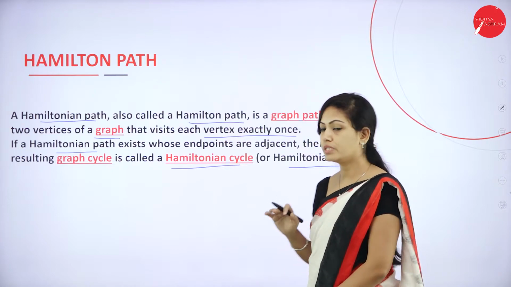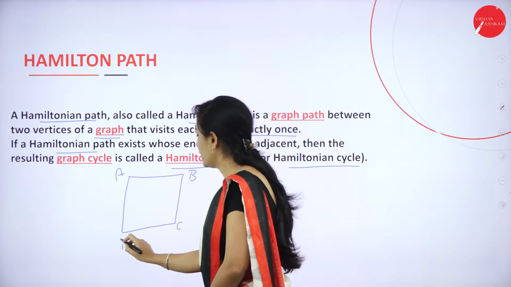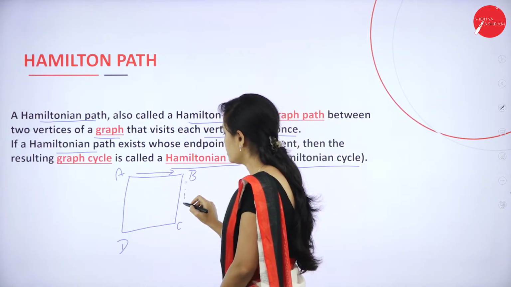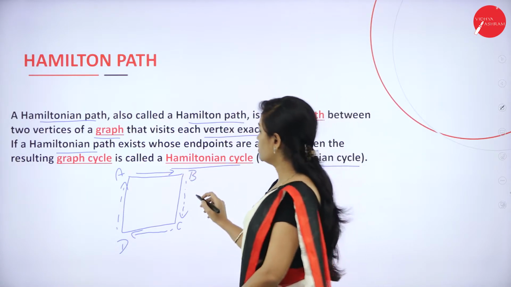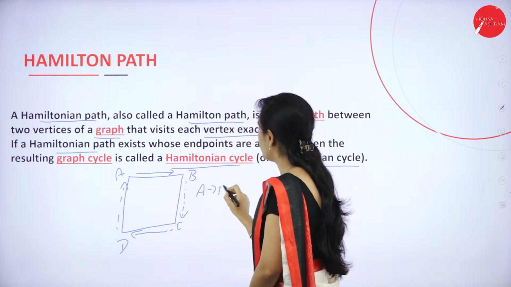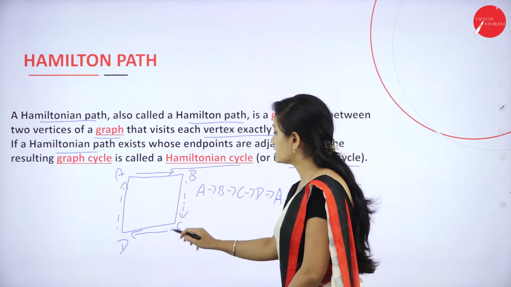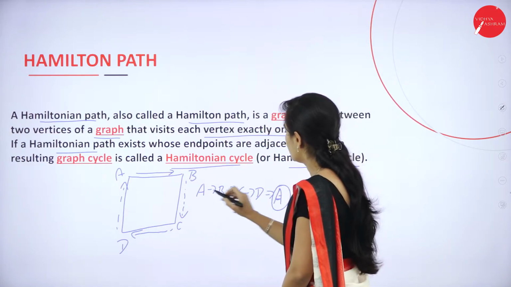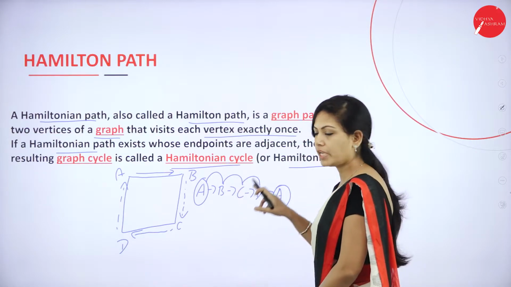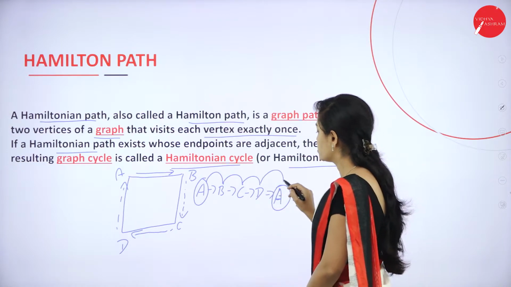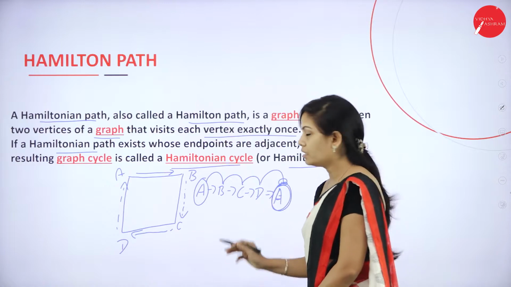So, a Hamilton path visits each vertex exactly once. Example, here A, B, C and D. So from A to B, B to C, C to D and from D to A. So what is the circuit of this graph? A to B, B to C, C to D, and again D to A. So observe this circuit. Here the path visits A to B, B to C, C to D. So it visits each and every vertex exactly once and again it reaches the same starting point, that is A. If the starting and ending vertex are the same, it is called a closed path.